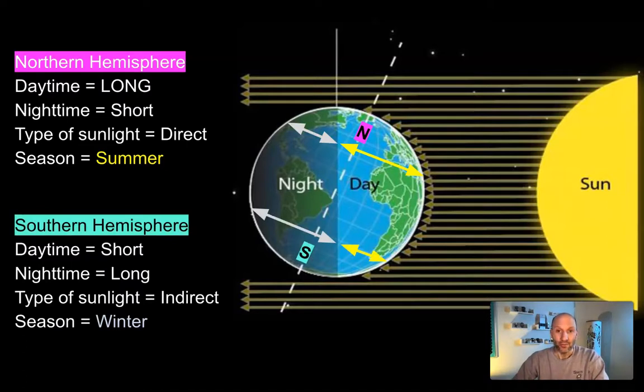The opposite would be true in the southern hemisphere. In this scenario, daytime would be very short, nighttime would be long, and the sunlight would be indirect. So in this position of Earth, you would have short days with sunlight that does not provide much warmth. So short, cold days, which creates the season of winter.